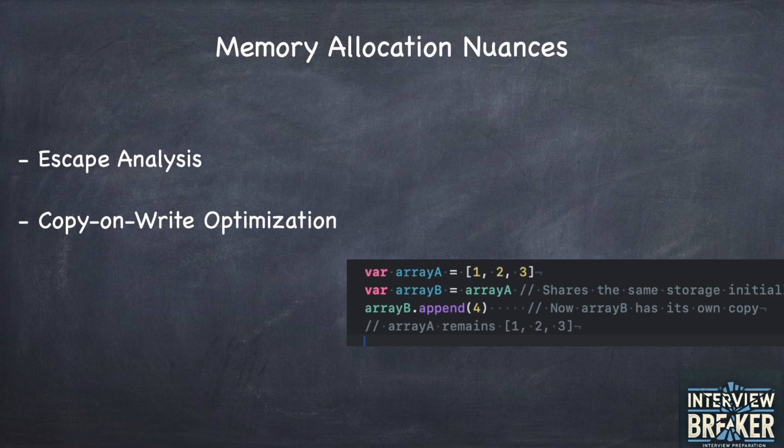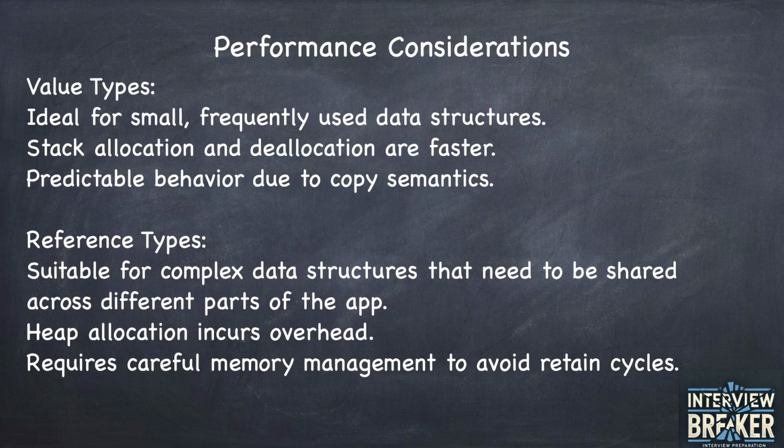Escape analysis. The compiler analyzes whether a variable escapes the scope in which it's defined. If a value type is large or escapes its scope, the compiler might allocate it on the heap to optimize performance. Performance considerations. Value types, ideal for small, frequently used data structures. Stack allocation and deallocation are faster. Predictable behavior due to copy semantics. Reference types, suitable for complex data structures that need to be shared across different parts of the app. Heap allocation incurs overhead, requires careful memory management to avoid retain cycles.